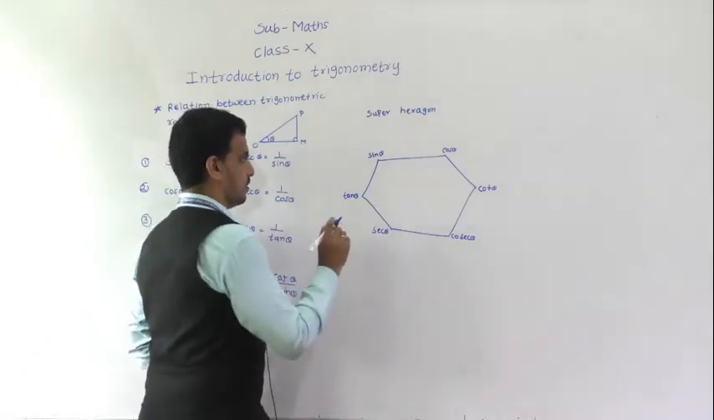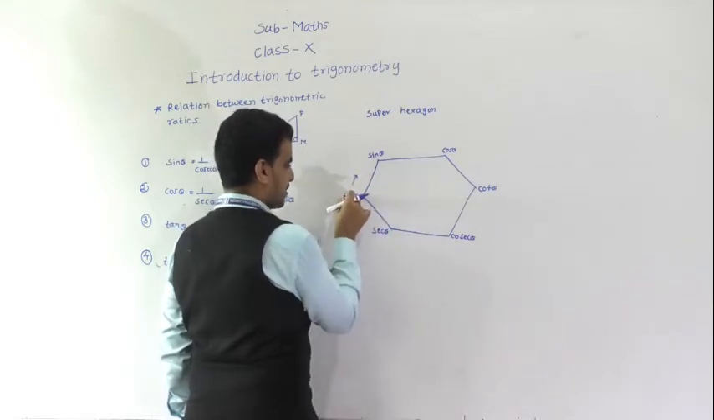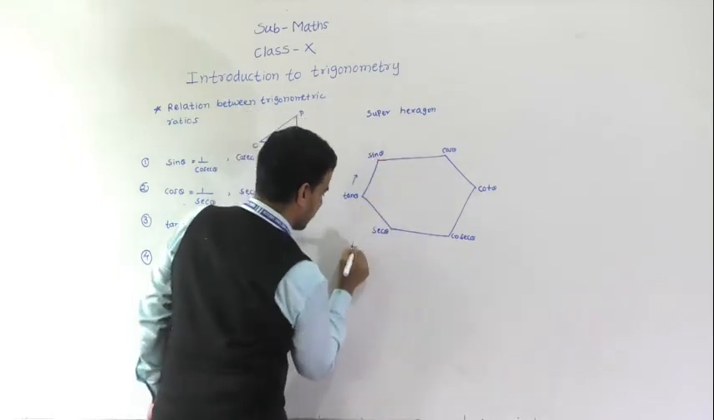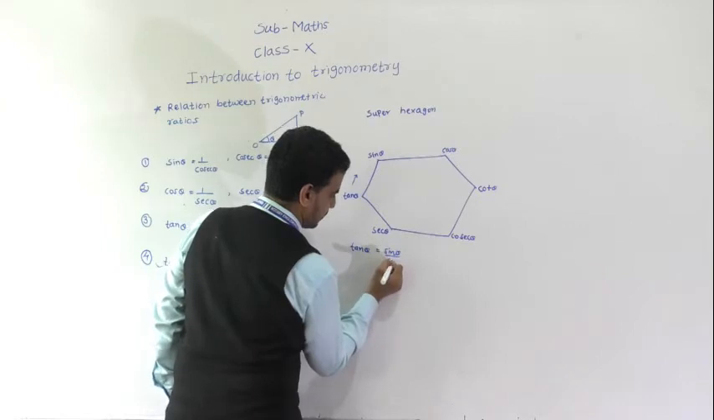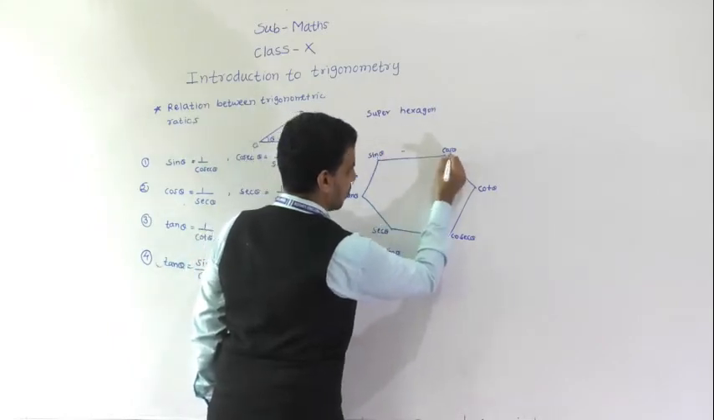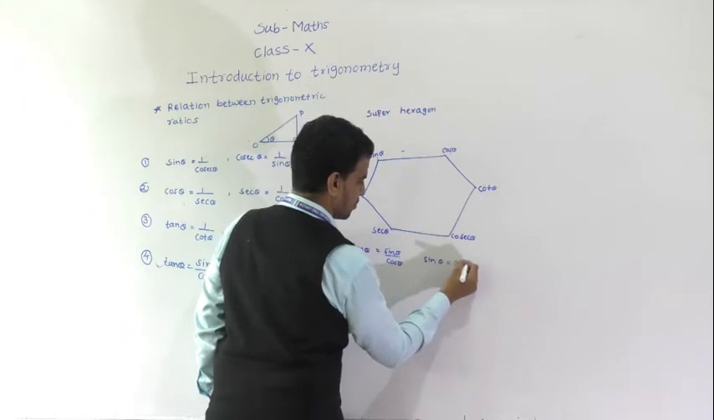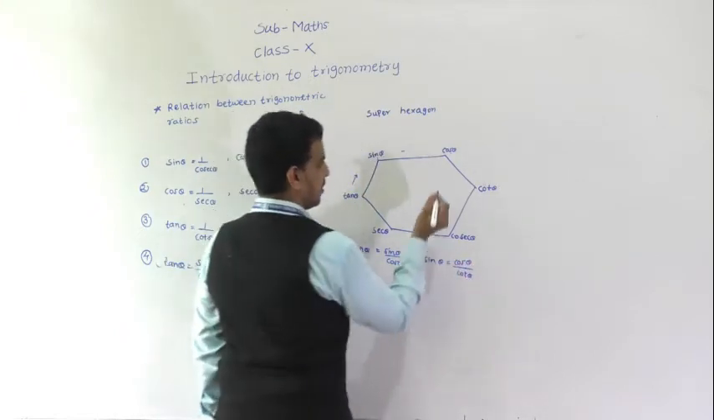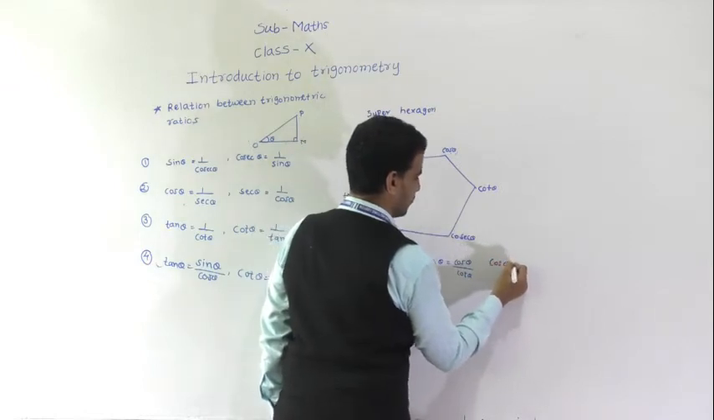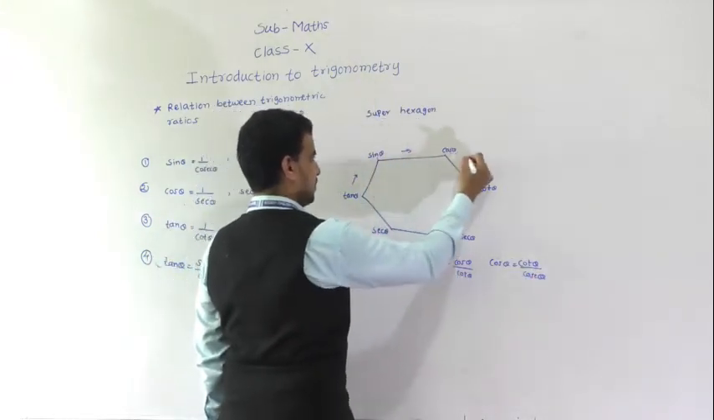See here, if we have to write tan theta, if we go in the clockwise direction, then tan theta we can write as sin theta by cos theta. So we get this relation: tan theta is equal to sin theta by cos theta. If we have to write sin theta, we can write cos theta divided by cot theta. So sin theta is equal to cos theta by cot theta. Similarly, cos theta we can write as cot theta by cosec theta. So we can go this way in the clockwise direction.